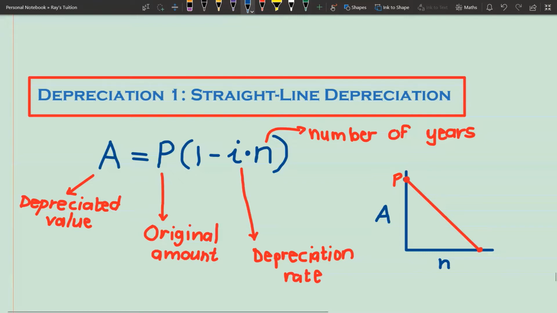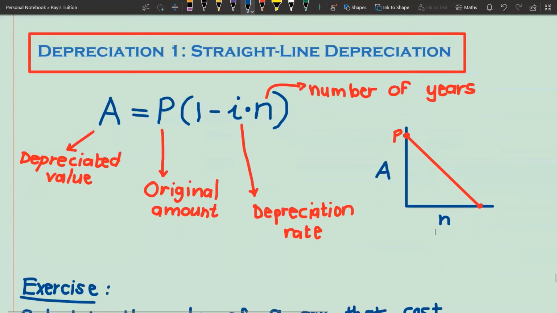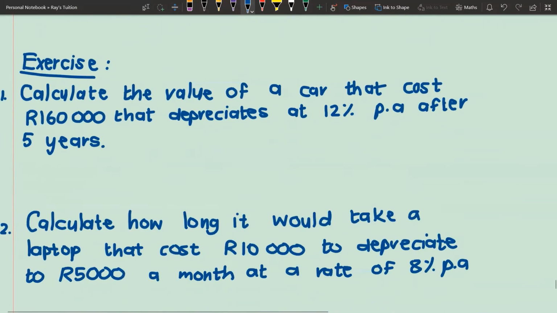If you have a look at the diagram, we have the depreciation value on the y-axis and the number of years on the x-axis. So what happens is the value starts at the original amount of the asset, and over time it will decrease in a linear pattern until it is worth nothing. Let us have a look at some examples. So please pause the video and try to attempt these questions before going through the solution together.